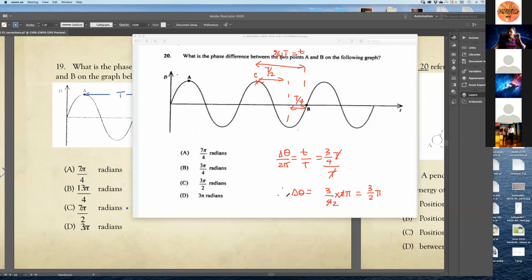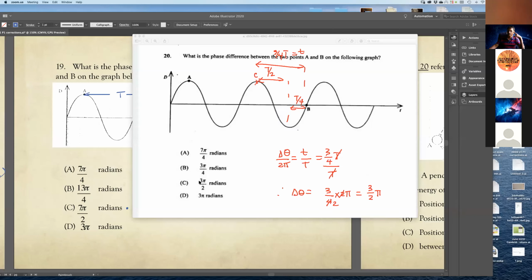We good? All right, so that is the other way. If you don't see the delta theta over 2 pi, this is the other way to do it.